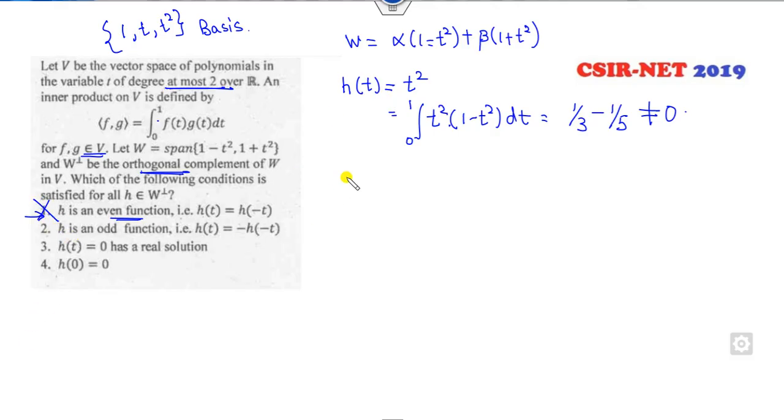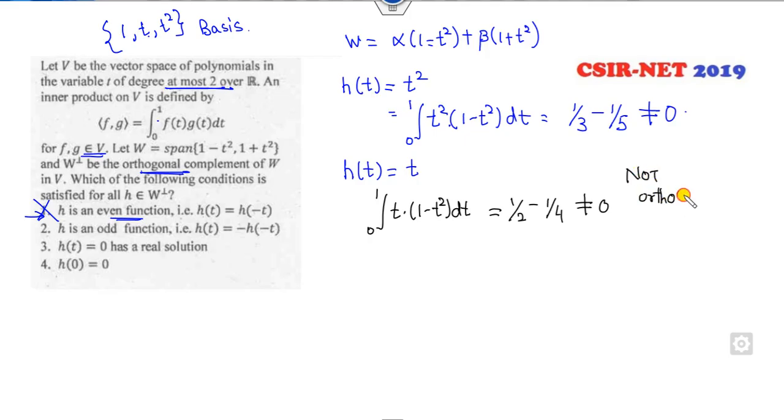If I consider H is an odd function, what kind of odd function is there? The basis is t only. Again, you can integrate this from minus 1 to 1. So what is that? This is 1 over 2, 1 over 3, 1 over 4. Again, it is non-zero. Non-zero means it is not orthogonal. But we need an orthogonal. So this option is also cancelled. This is cancelled, this is cancelled. H of 0 is 0. You can see it is not true. So the only correct option is C, the right answer of this problem.